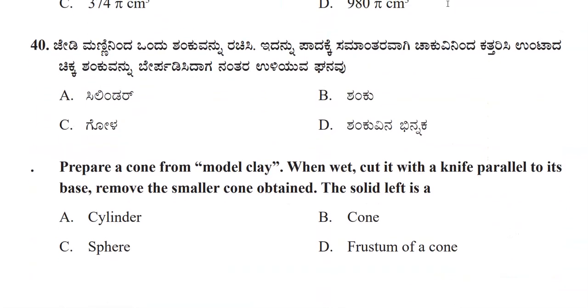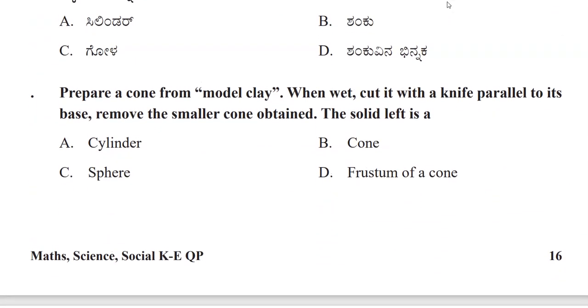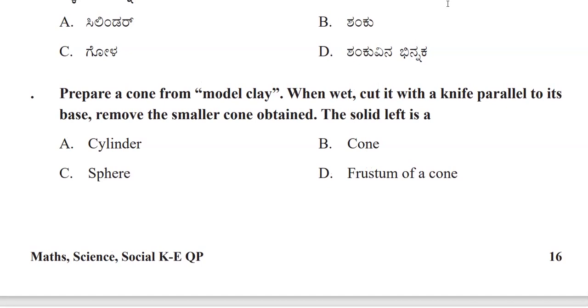Next, question number 40. Prepare a cone from model clay. When wet, cut it with a knife parallel to its base. Remove the smaller cone obtained. Then the solid left is option D, frustum of a cone, which is the correct answer.